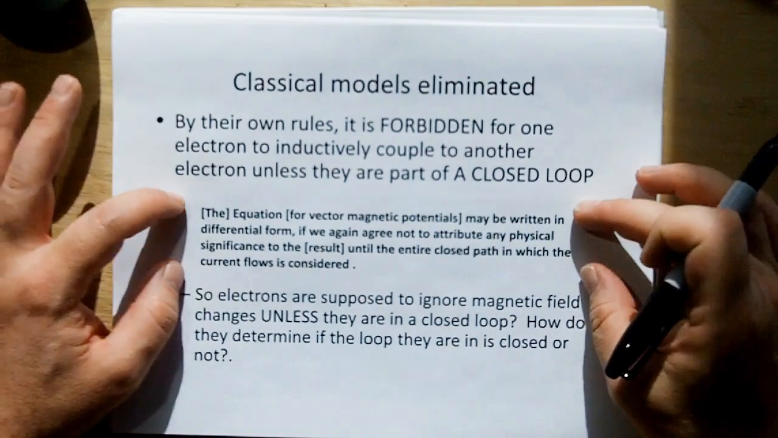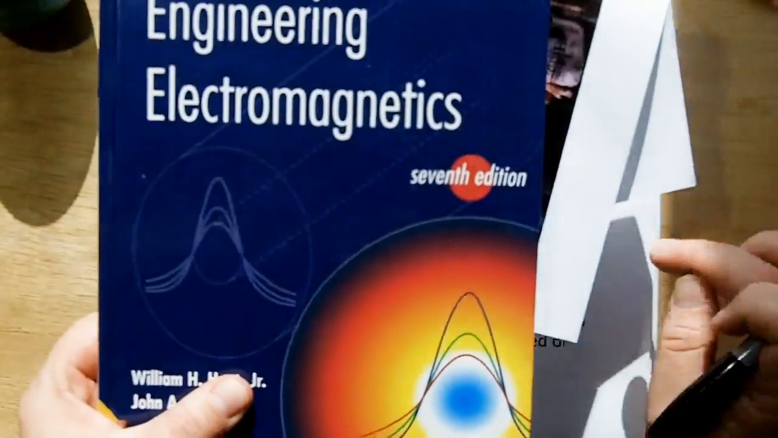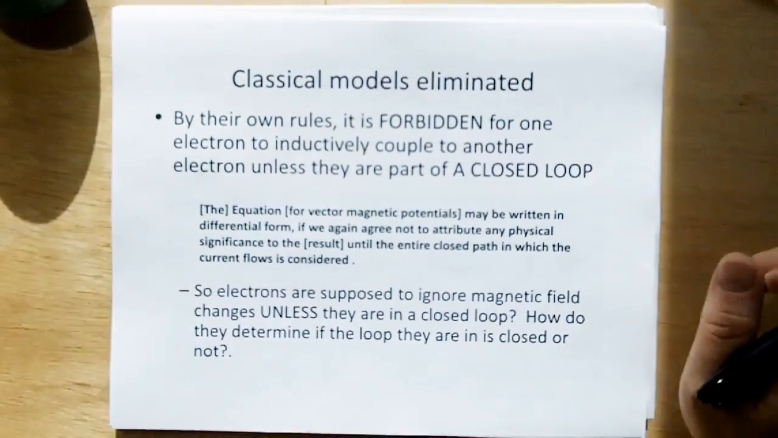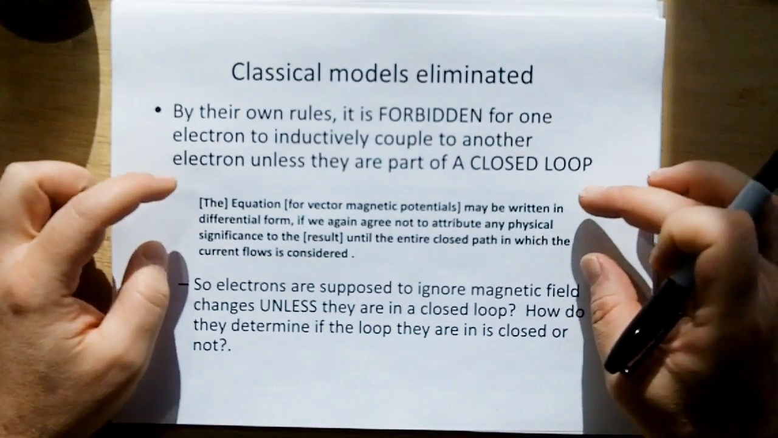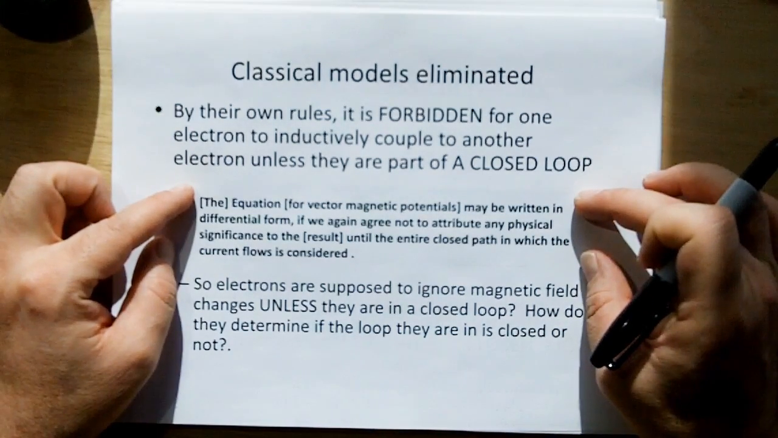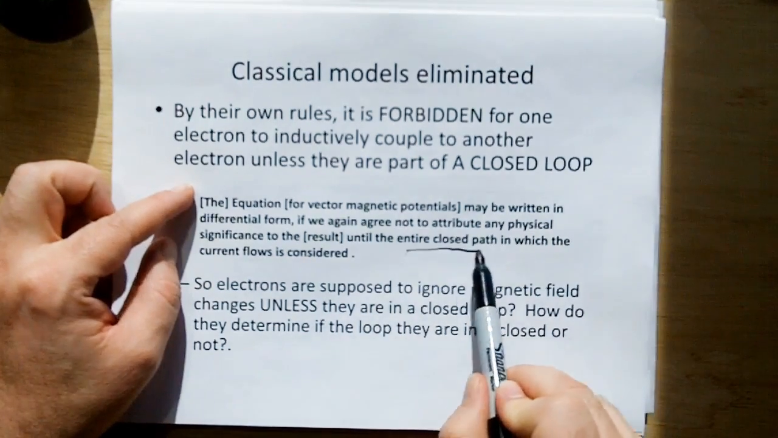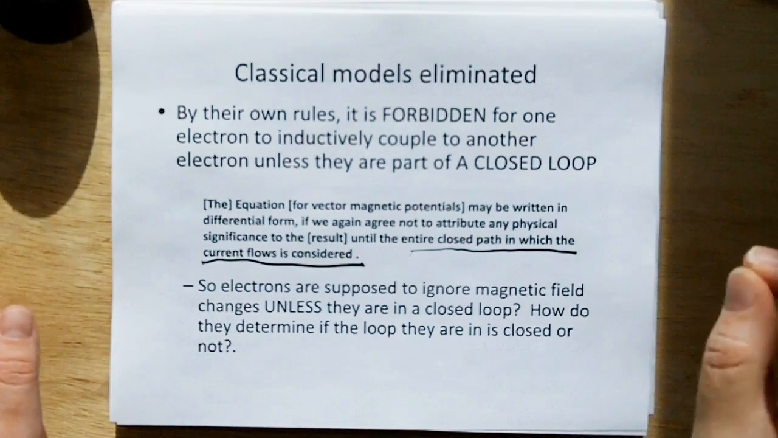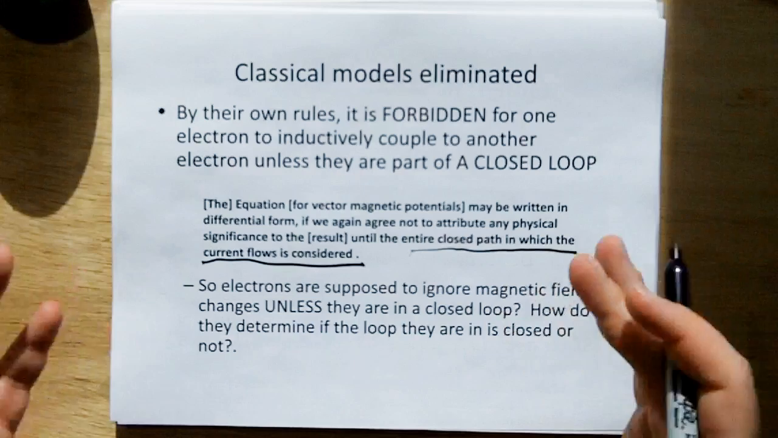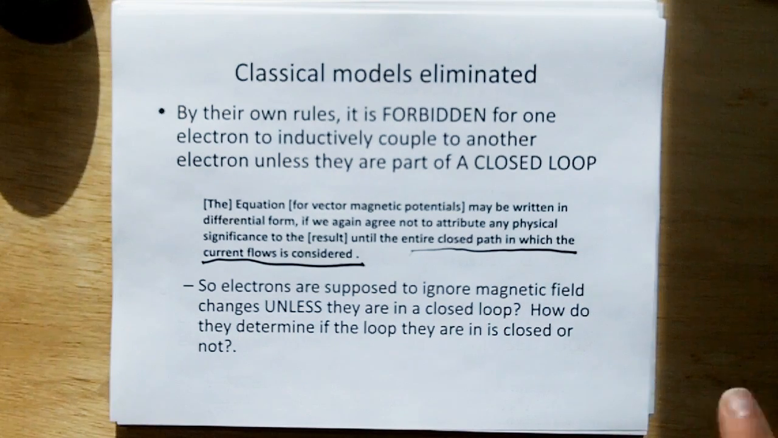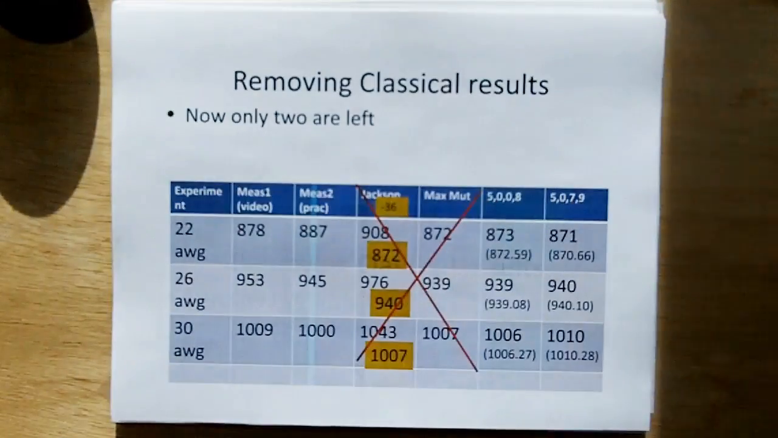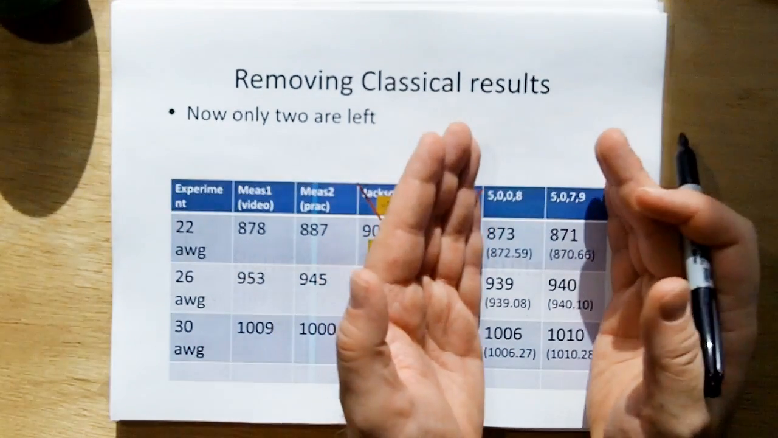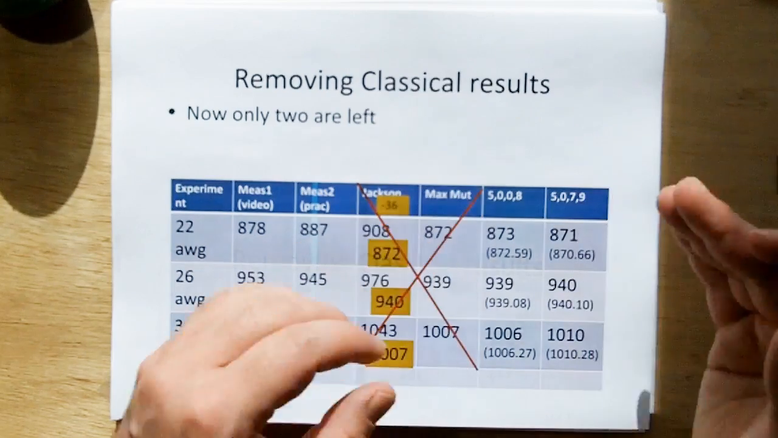from the textbook, from electromagnetic engineering. I actually took this quote from the 4th edition, but I'm sure it's somewhere in the 7th edition. The equation for vector magnetic potentials may be written in differential form if we again agree not to attribute any physical significance to the result until the entire closed path in which the current flows is considered. So it's meaningless unless you have a closed path. So I guess electrons are supposed to ignore the magnetic field changes unless they're in a closed loop. How ridiculous is that? So we can automatically remove classical results. So that leaves just the 2 point charge forms that were found in the Rhombus experiment.